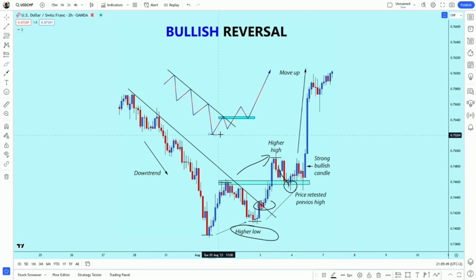As you can see here, we have this low, we have higher low, we have a breakout, and we have another higher low that is also retest of this previous key level. And after strong bullish pressure here, you can look to buy.